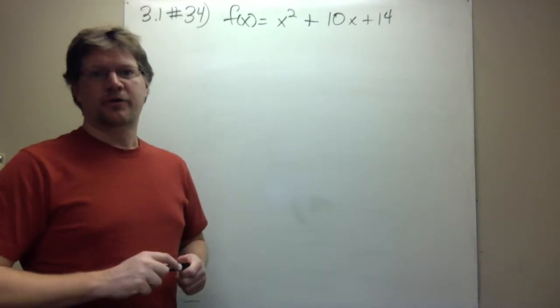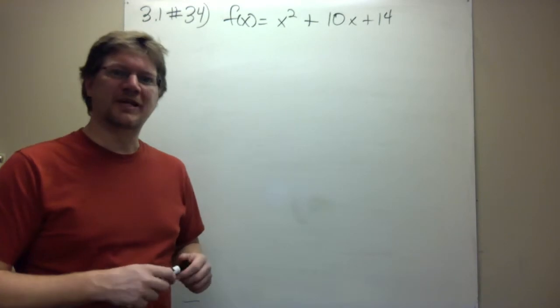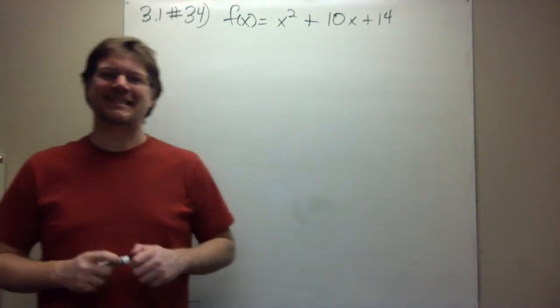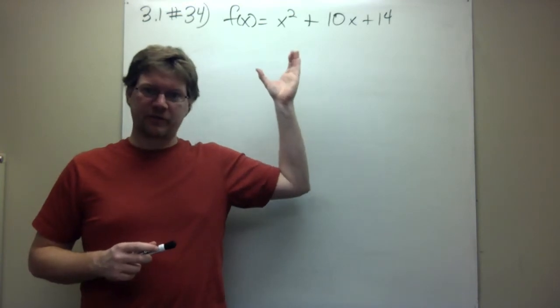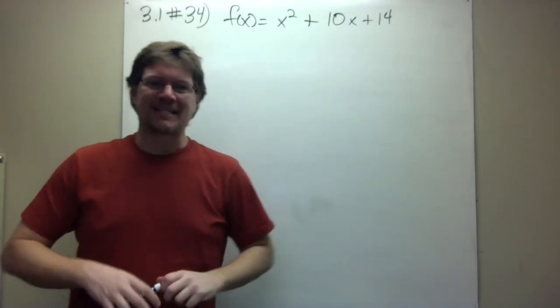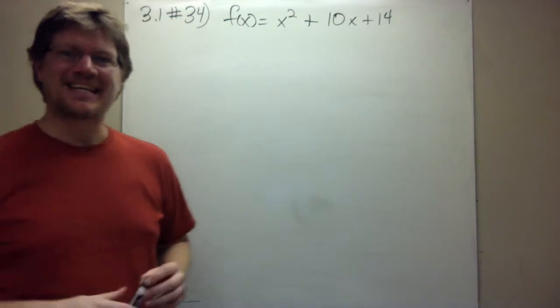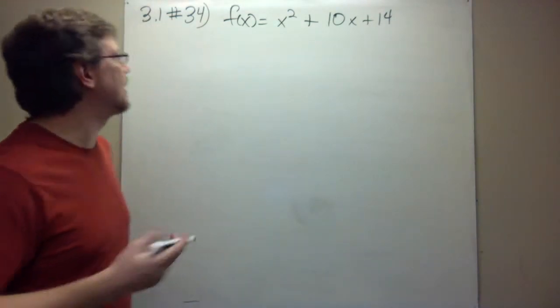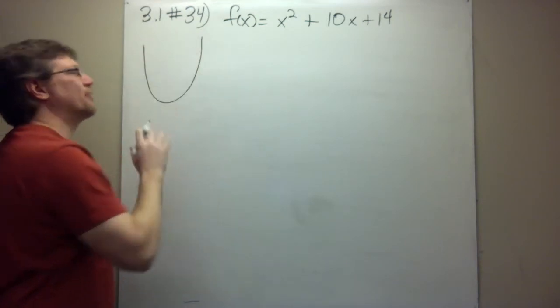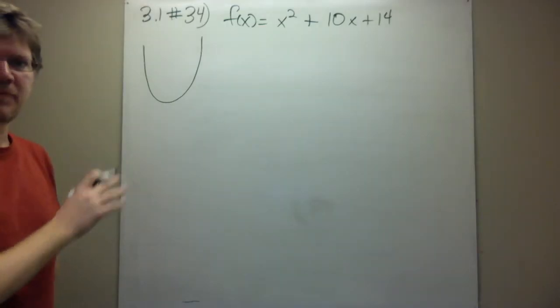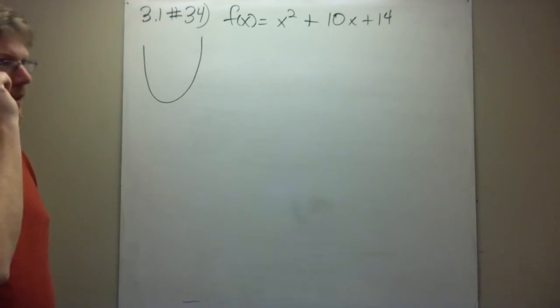Section 3.1, number 34. We're given this function f of x is equal to x squared plus 10x plus 14. It's quadratic. It's positive in front of the x squared, so it's opening upwards. We're asked to find the vertex and any x-intercepts, if there are any. So it's a positive here, so it's opening up. And I do like to have a picture so that I can kind of verify as I go.